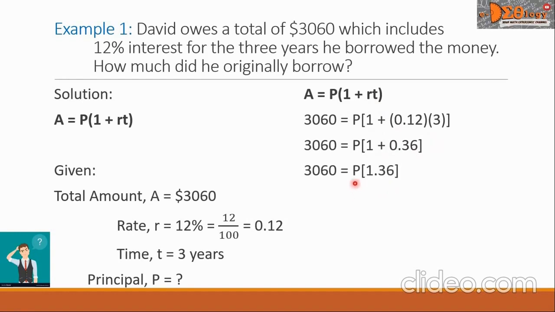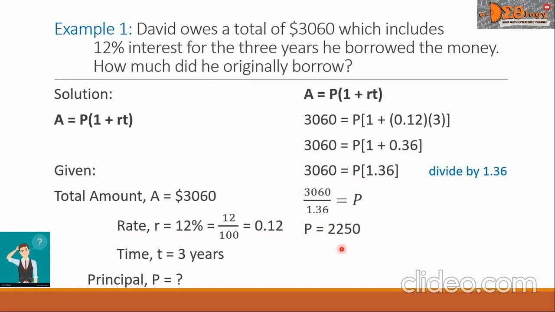We want to find this P. Let us divide this equation by the coefficient of P, and that is the 1.36. So the left side, 3060 divided by 1.36, it is now here. And our right side, if we divide this by 1.36, the decimal will cancel out. Only the letter P comes down. And then we will take the quotient of this. It will be 2,250. And that is the P, or principal.